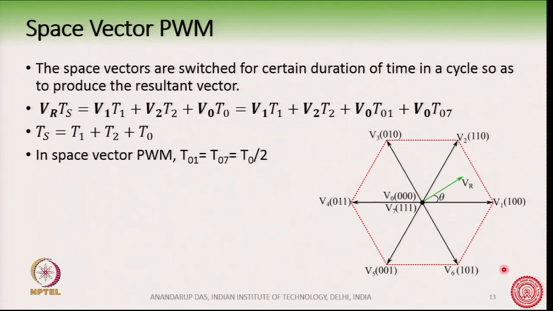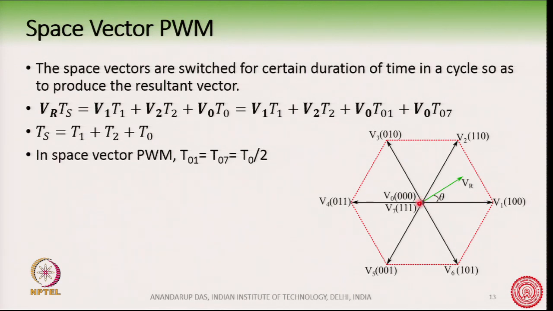Basically, we can visualize it as if we are adding weights to the three corners of this triangle. If we add weights, the resultant will move depending on how much weightage we add to the three corners. This weightage is nothing but the duty cycle. For example, if in a switching period Ts we apply this vector for more duration of time and these two vectors for less duration, then the resultant vector will come very close to here.